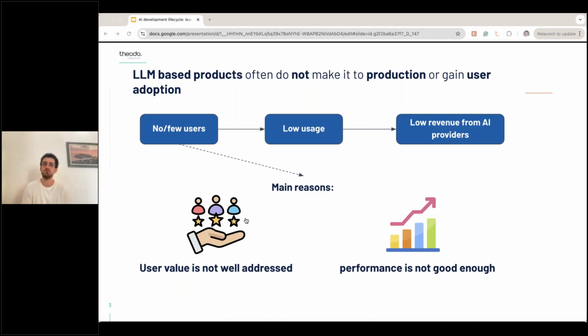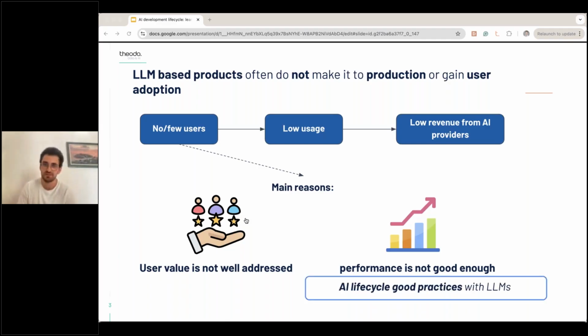And because we are dealing with a lot of new tools and methods, we need to find out the best practices to build with them. So what is the best life cycle to build with them? And this is the subject of today's talk. So we won't focus on user value, which is also very important, but really on the performance part.